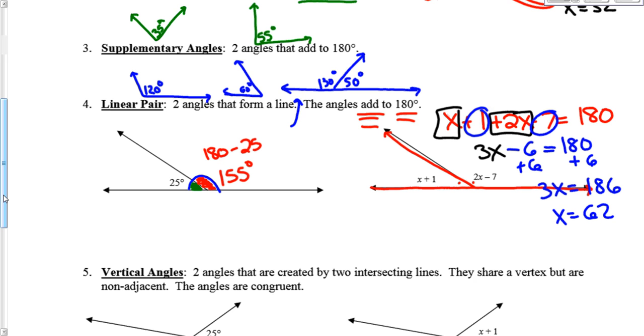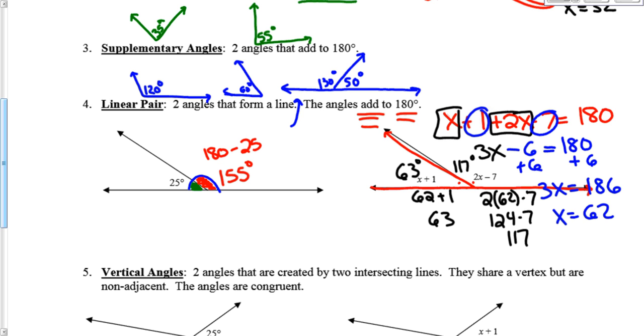All right, just like before, though, we're not done. We need to find what each angle measures. So if x is 62, this one is 62 plus 1, giving me an angle measure of 63 degrees. And over here, I can sub in and do 2 times 62 minus 7. When I do the math, I get 124 minus 7, also known as 117 degrees. And do a quick check. 63 plus 117 does indeed add to 180, so I am good to go.